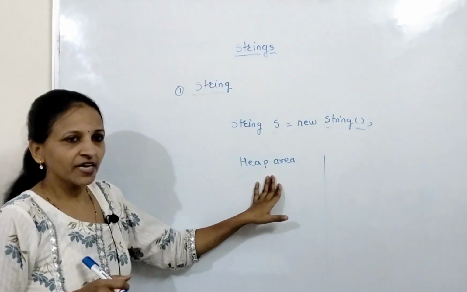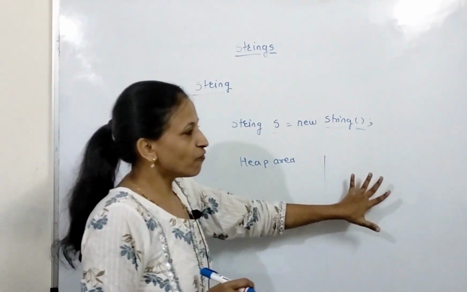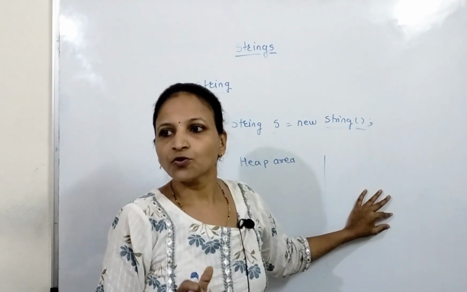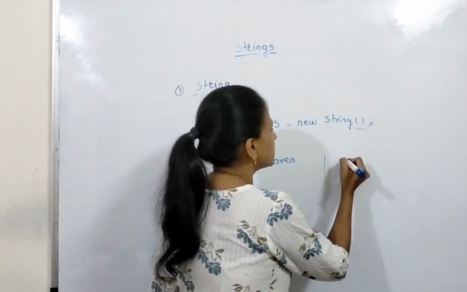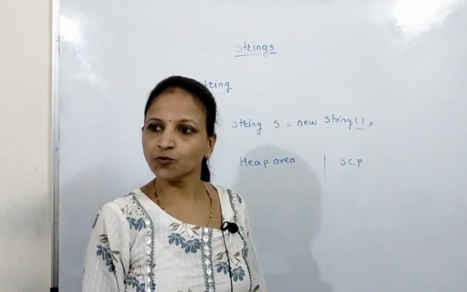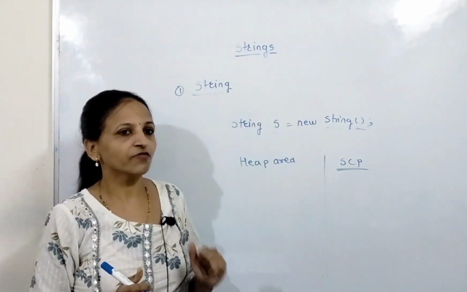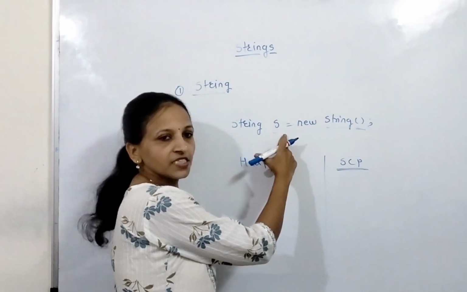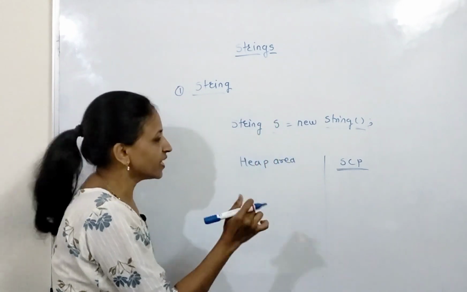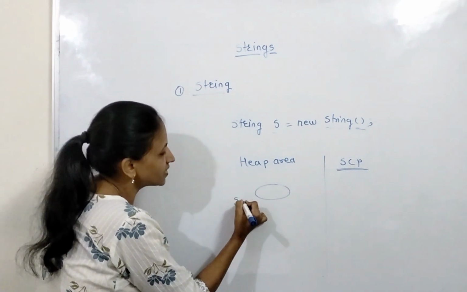From that heap area, object creation will always be done. And one more area is the method area. In that there is one section, and that section is nothing but the string constant pool. This SCP section is there inside the method area. Now what will happen? See, whenever we create any string like this, then the object will be created in the heap section, and the reference is s, in this way.